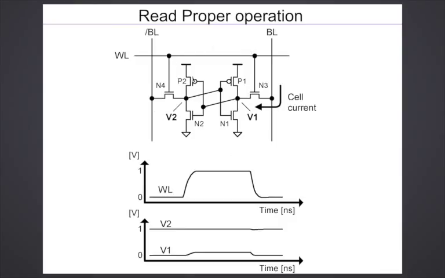So you have basically two inverters, N1 P1 and N2 P2, and they are connected in a feedback loop like this. The information is basically stored in the voltages V1 and V2. They are complementary to each other. And you can access these nodes through these pass transistors N3 and N4.